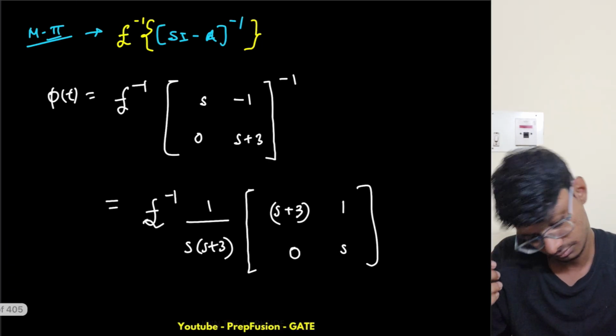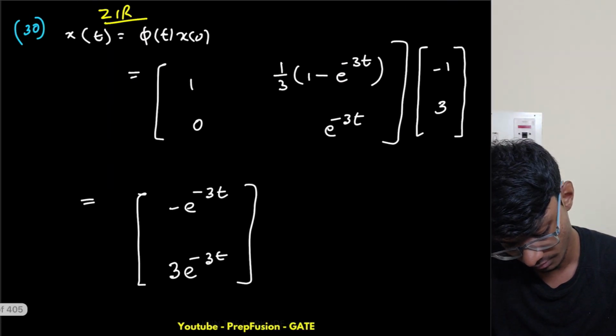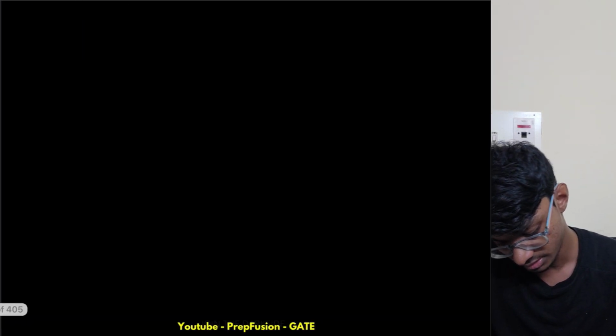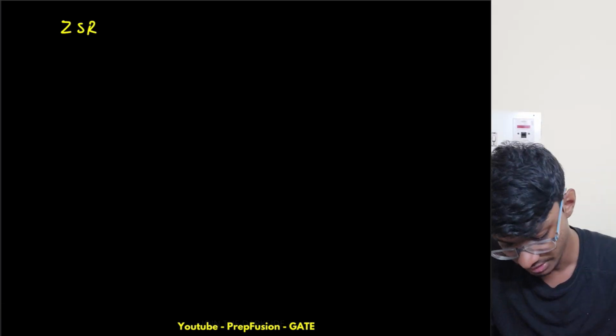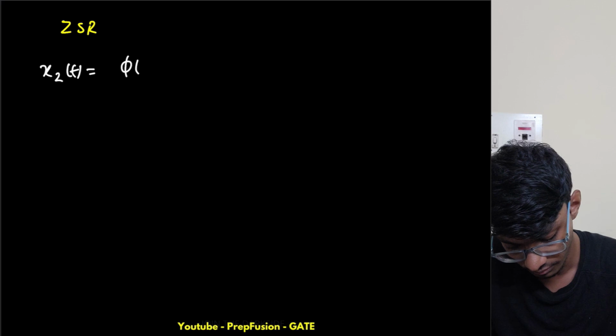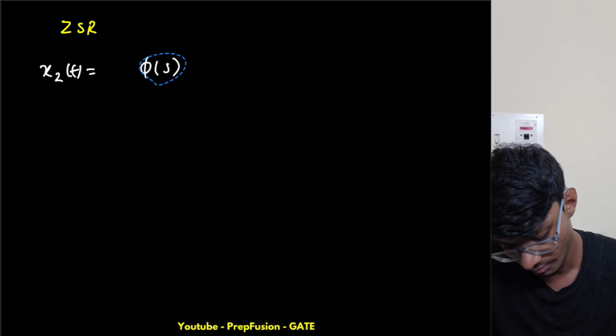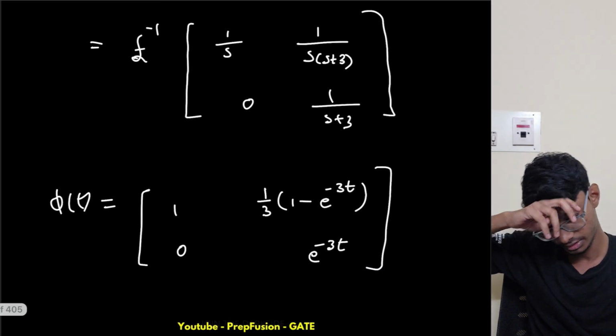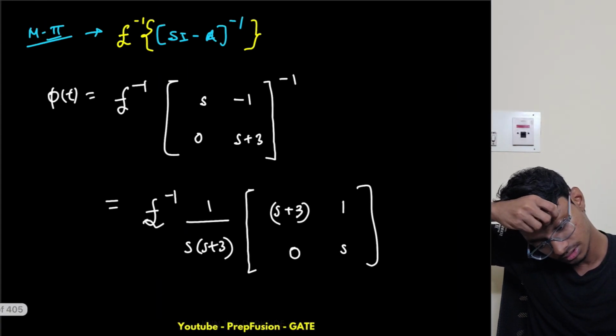For finding the zero state response, let me name this x1 of t. How do you find the zero state response? Basically, the zero state response will be simply the Laplace inverse of sI minus A inverse, that is phi of s, times B times U of s. I hope I have the phi of s here. Yes, this is the phi of s.